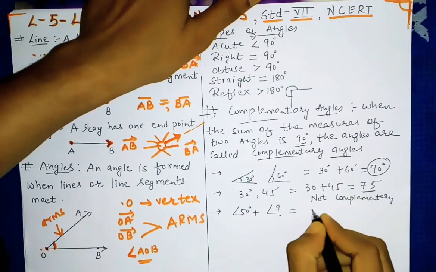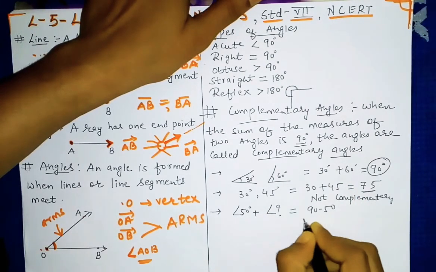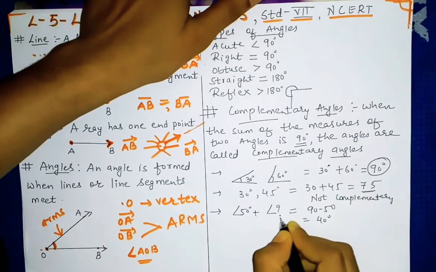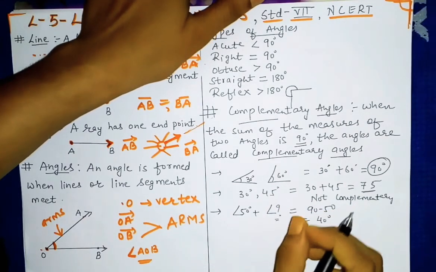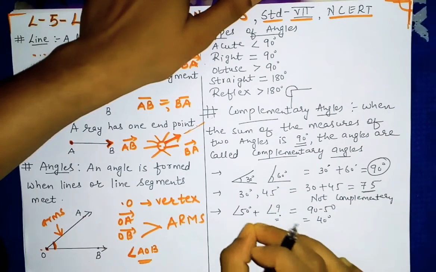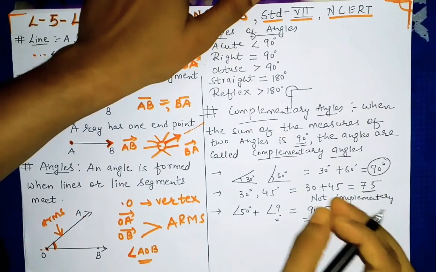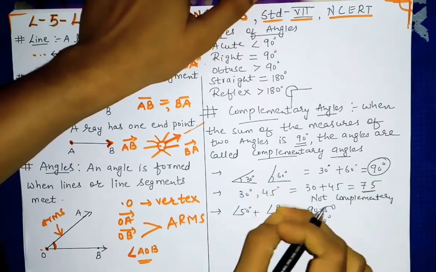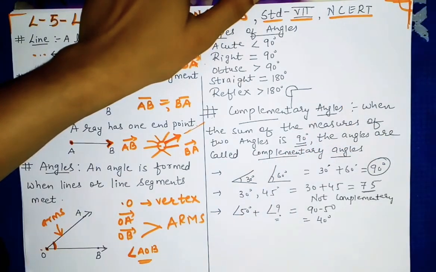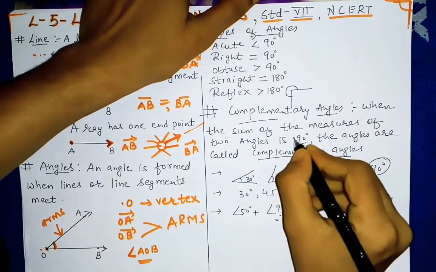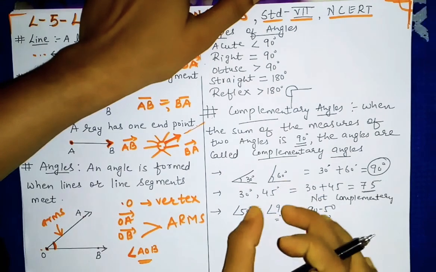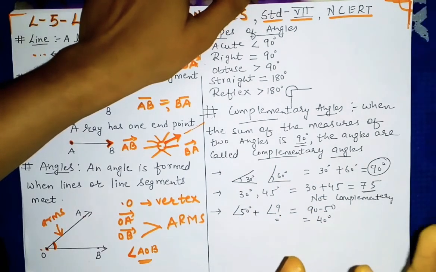So we will subtract 50 from 90. So 90 minus 50 will be 40 degrees. So the other angle, which is not given, should be 40 degrees. So we will get a total of 90 degrees. So these types of questions can come based on this topic, complementary angles. So when the total is 90 degrees, then such a pair of angles are called complementary angles.